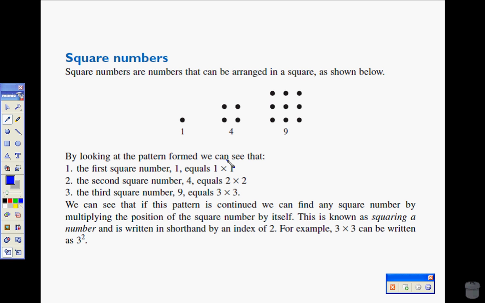In mathematics, we see patterns all the time. And what we want to look at here is just some of the special patterns that do occur and some special types of numbers that we get from it. The first one is what we call a square number.